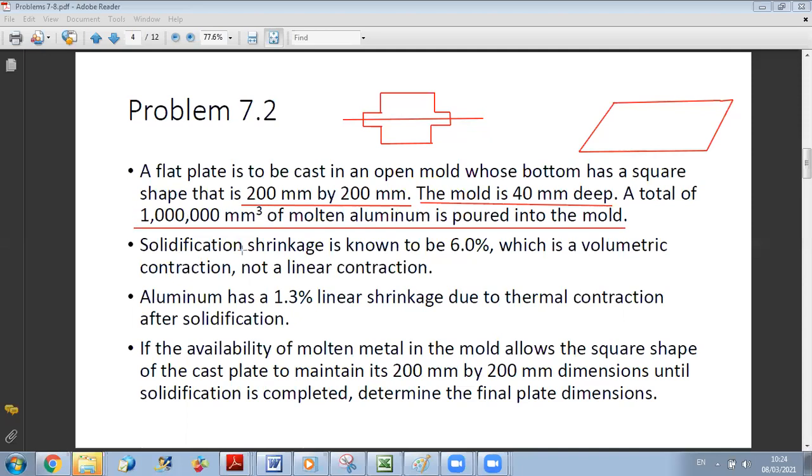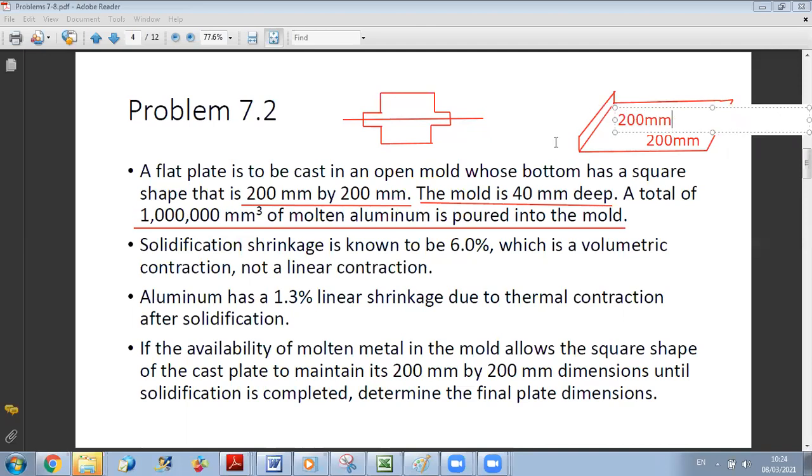From the initial volume of molten metal, what can we deduce if we know the base area? Exactly, we can know the thickness of the plate we want to design. Pay attention that these are not the final dimensions, because you have shrinkage. So here we just know the initial dimensions. The initial dimensions are 200 millimeter for each base. It's a square base area, so 200 by 200.